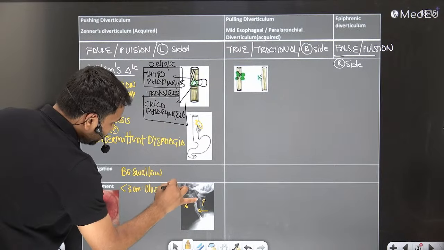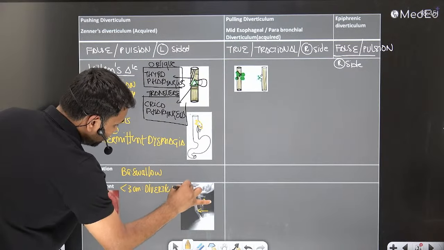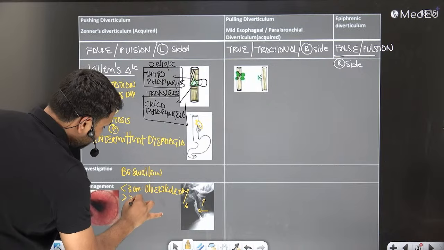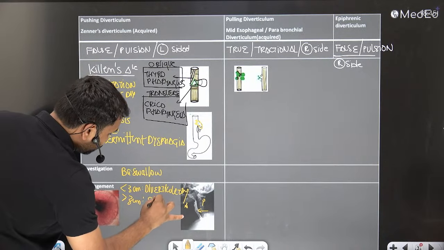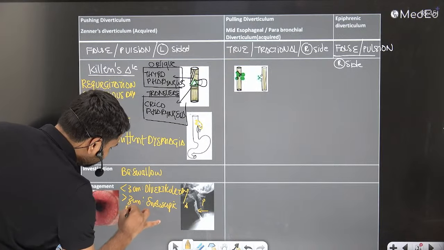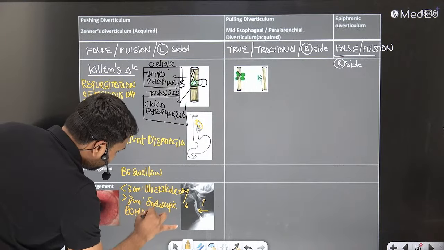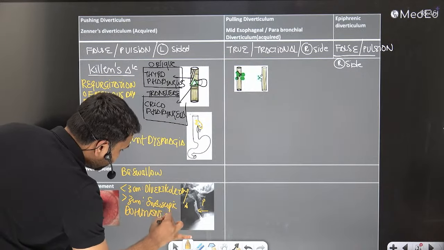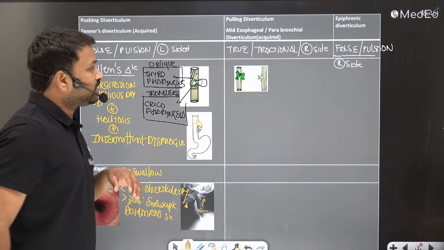I'll do a diverticulectomy. And if it is more than 3 centimeters, then we'll do an endoscopic Dolman's surgery. That is for Zenker's diverticulum.